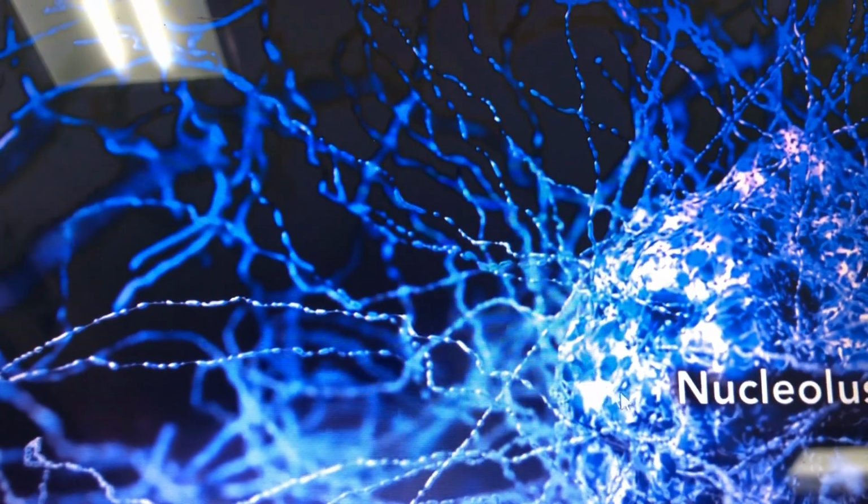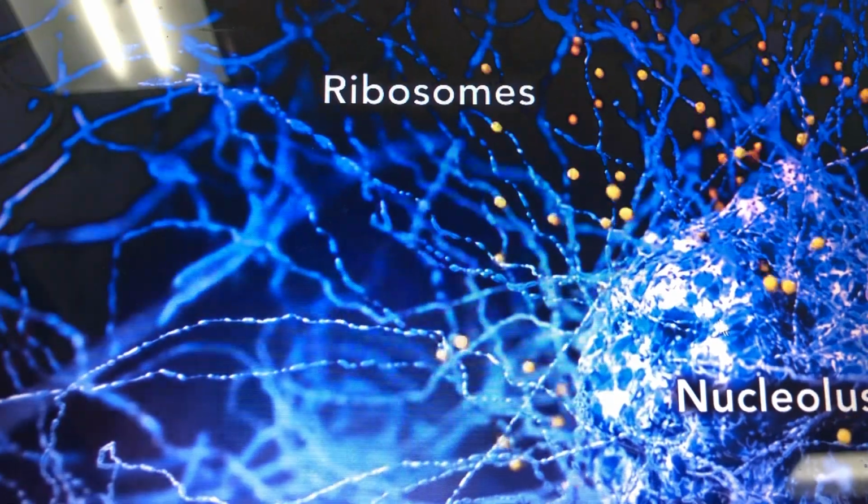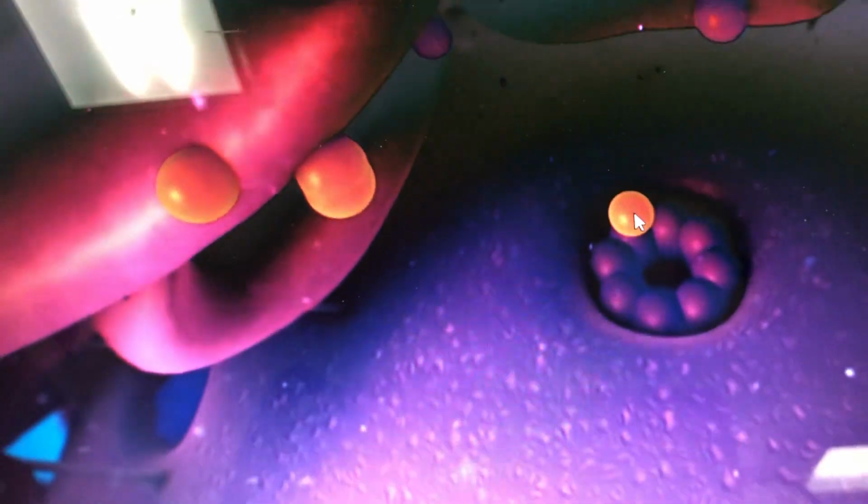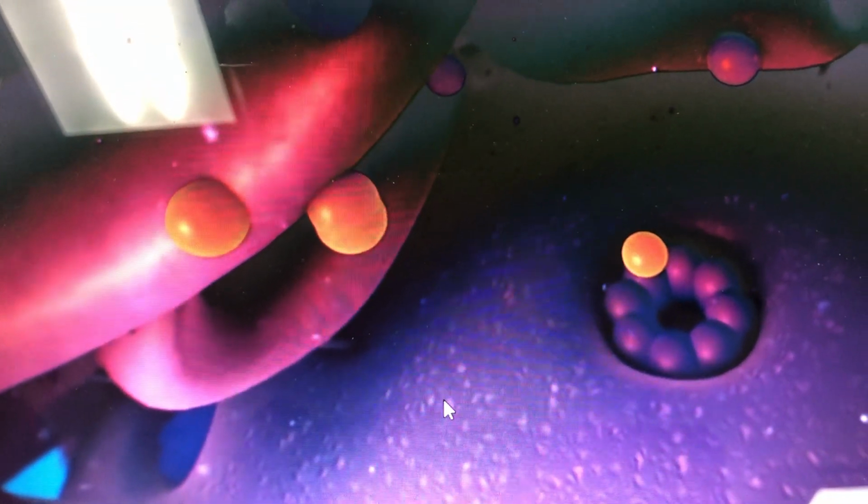The second thing located in the nucleus is the nucleolus, where the ribosomes are synthesized. Ribosomes are organelles that are the main sites for synthesis of proteins. They act like protein factories. After they are synthesized in the nucleolus, they will leave the nucleus through the holes in the nucleus, and they will move through the cytoplasm, as you see here.